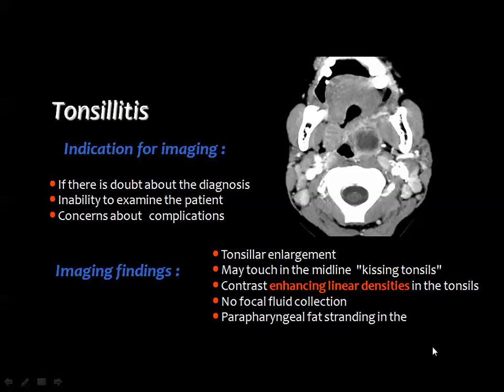And if you give intravenous contrast material, a characteristic pattern of enhancement is seen in cases of tonsillitis, which is in the form of horizontal streaks across the involved tonsil. And this is a very good example of tonsillitis on the right side and the development of a tonsillar abscess on the left side.